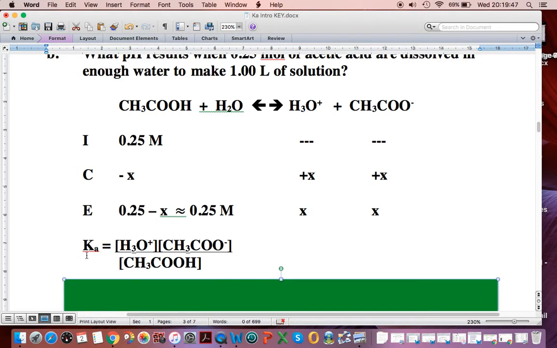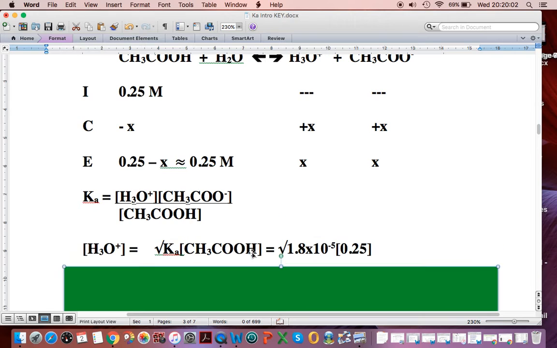There's our Ka expression. We're going to know the Ka. We're going to look that up on the chart. We're going to know this concentration, that's 0.25, and we're solving for the x. We see these two values are the same, so this is going to be an x squared. Well, you can see my square root symbol didn't go very well. I've rearranged and I'm solving for the H3O+.